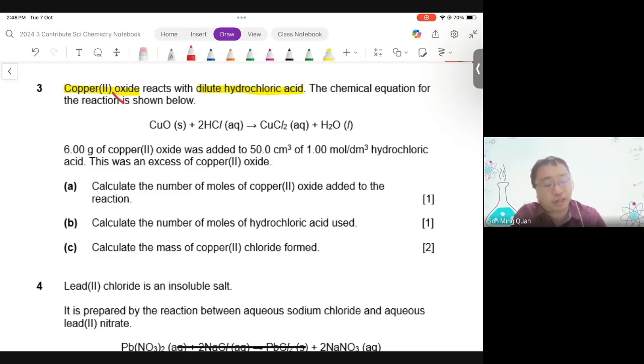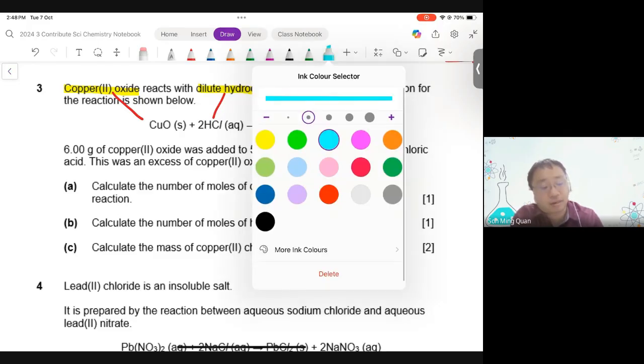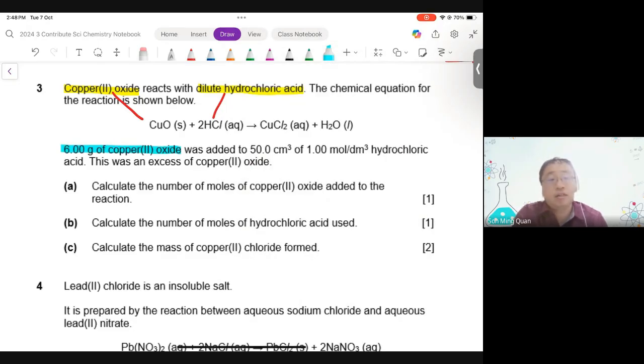First, please highlight the chemical names. Okay, you can match the chemicals so that at least you know what's the formula. Next, highlight the numbers. 6 grams of copper 2 oxide was added to 50 cm cube of 1 moles per dm cube HCl. Importantly, this was an excess of copper 2 oxide.